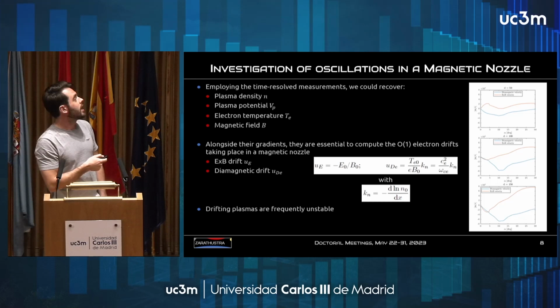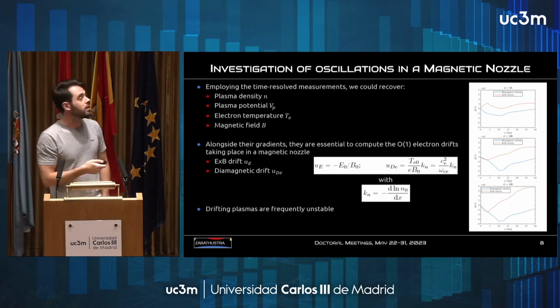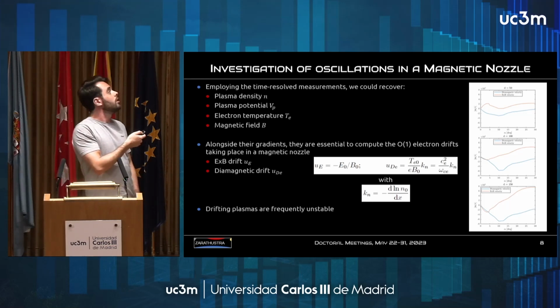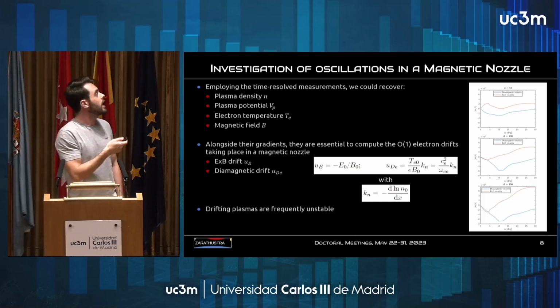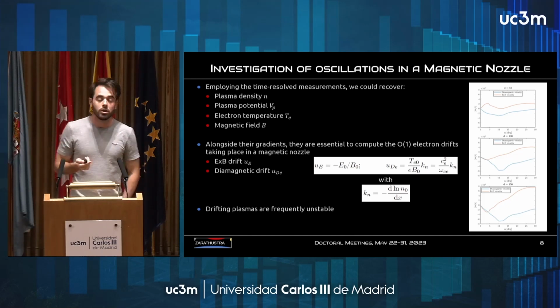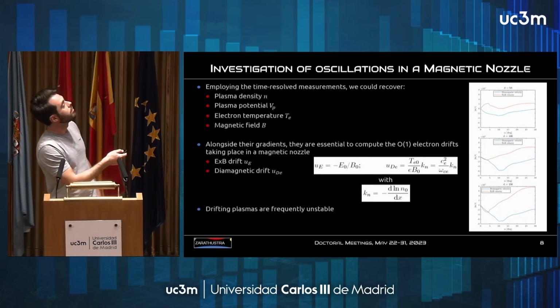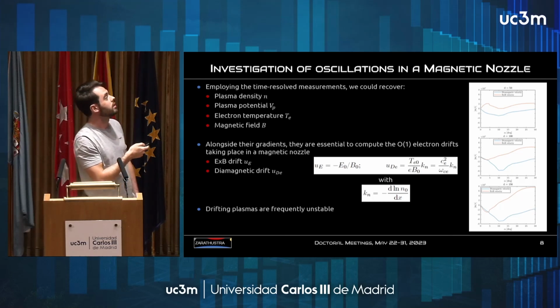Where Kn here is basically the characteristic length, 1 over the length of the gradient of density. These are the main two drifts, the order ones, that we are now focusing on, and usually drifting plasmas are frequently unstable. This is related to how much our estimations of these velocities are in the three different distances, 50, 100, and 150.